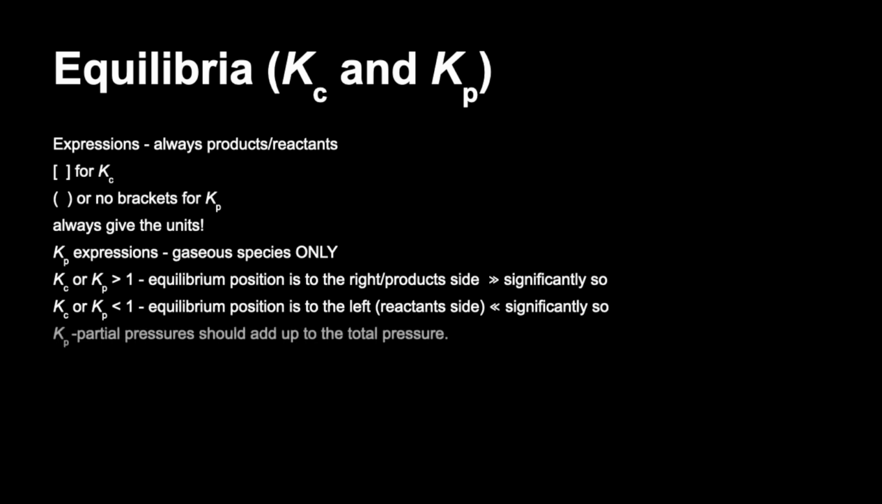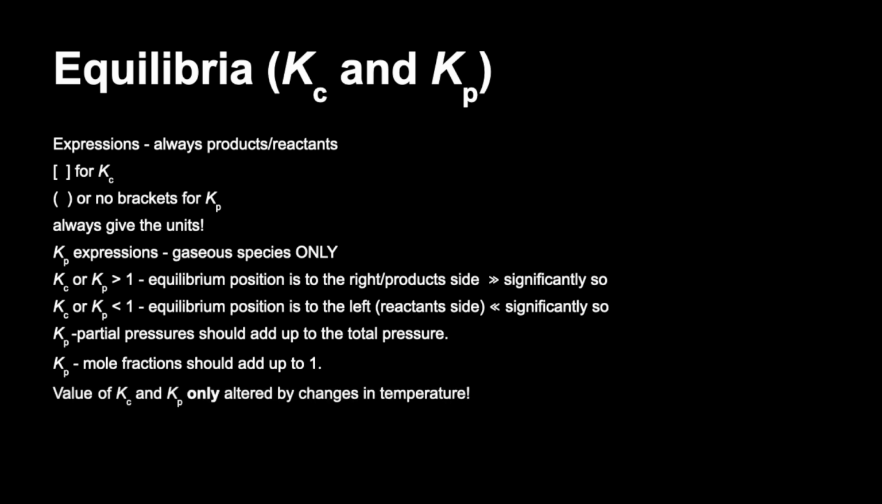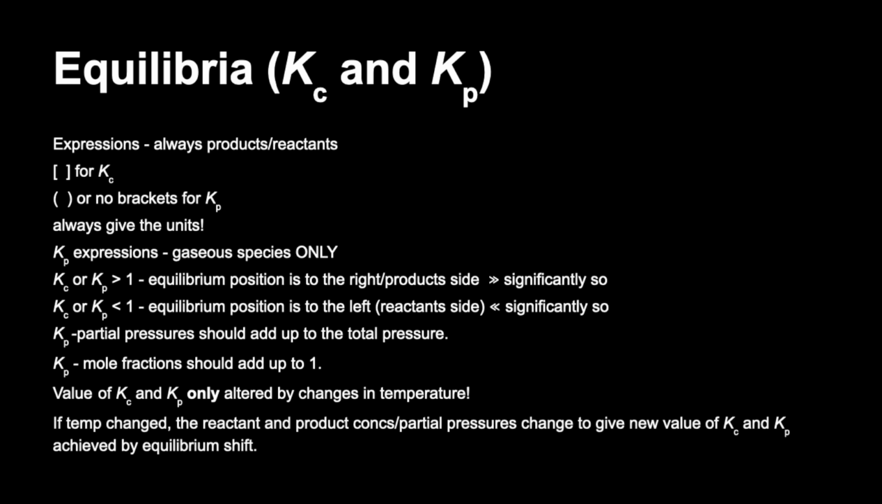A couple of checks you can do during Kp calculations. Partial pressures should always add up to the total pressure, and the mole fractions should always add up to 1. And remember, the value of Kc and Kp is only altered by changes to the temperature. So if you do change the temperature, the reactant and product concentrations or partial pressures have to change to give the new value of the equilibrium constant, and that's achieved by an equilibrium shift.